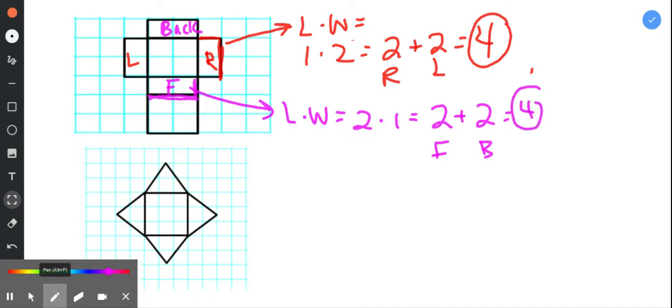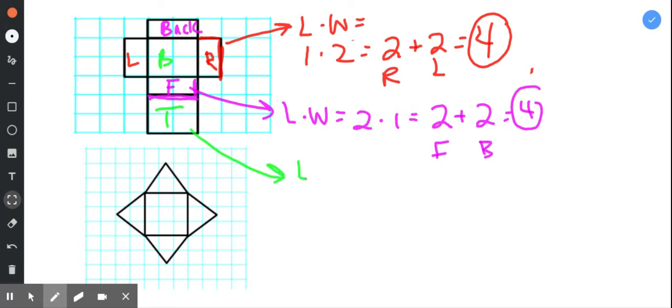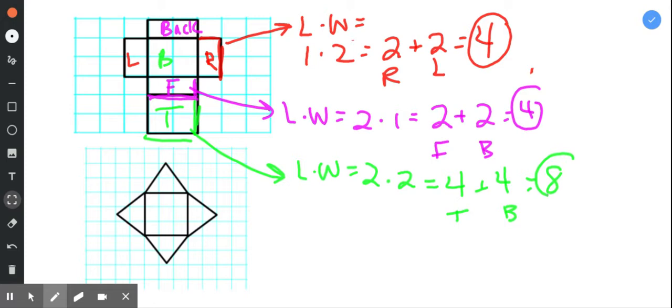Now the last one I have to do is my base and my top. In a rectangular prism, again, the base and the top are the same. So I'm looking at this, length times width. My length is 2 times my width, which is 2. So I would have a total of 4, and that would be for my top. I also have 4 for my bottom, my base. So 4 plus 4 is 8. So now I've gotten the 3 sections there, which is really all 6 rectangles, right? 2 rectangles for this one, 2 there, and 2 here. Now I just need to add them all together.